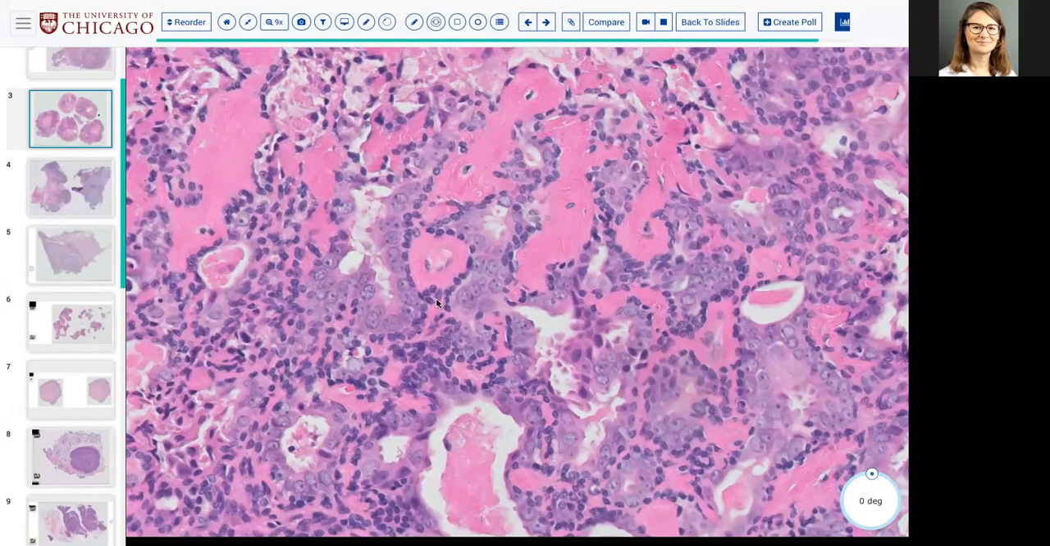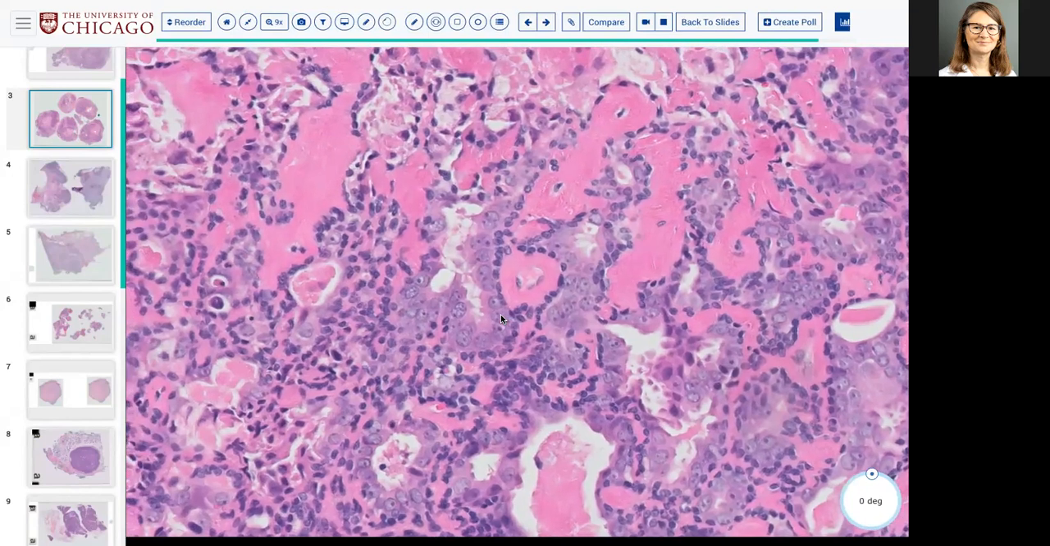And on this H&E, that's a good idea to see if these atypical epithelial cells are still confined within ducts or escaping the ducts. Do you see a myoepithelial cell layer even on H&E in this field? Yes, I do.